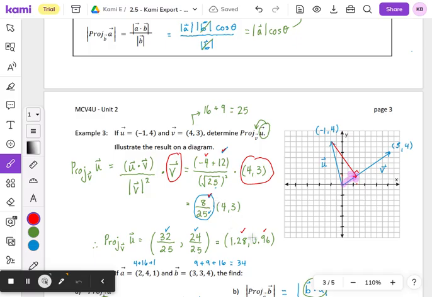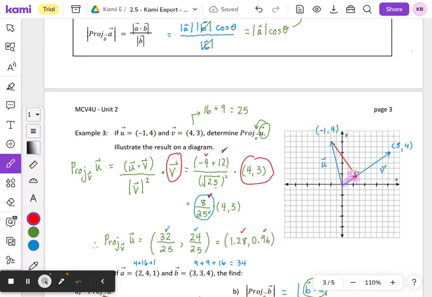Now, I don't usually do this, but I have converted it to decimal form because I want to show you how it matches up with this picture over here. So let's look at this picture. You can see my blue vectors are my two original vectors. Vector u has its tail at the origin, its head at -1, 4. Vector v has its tail at the origin and its head at 3, 4.